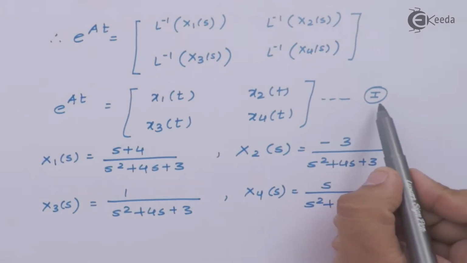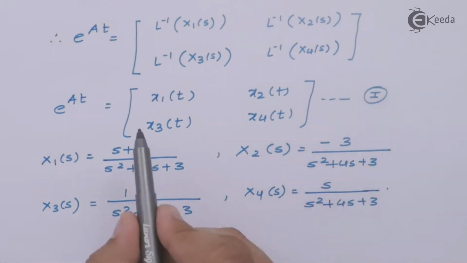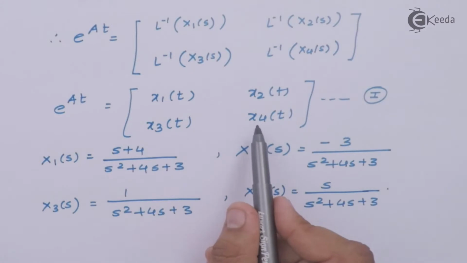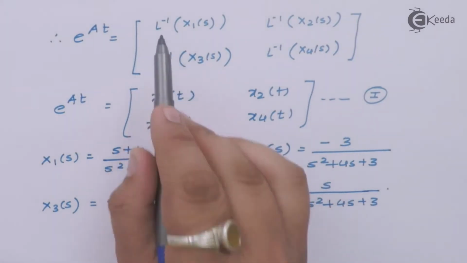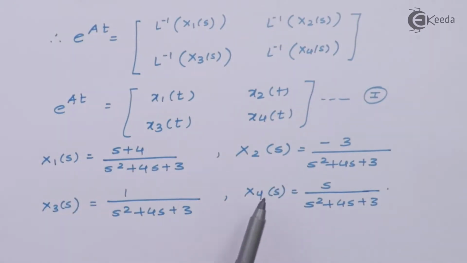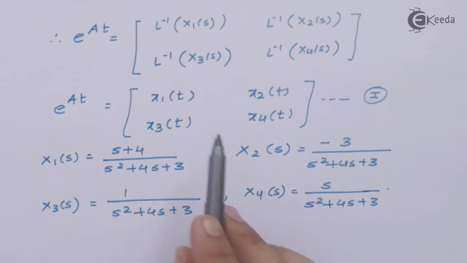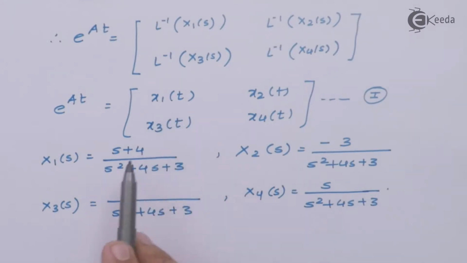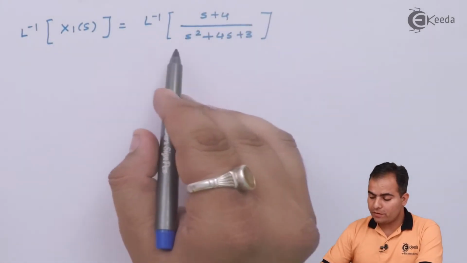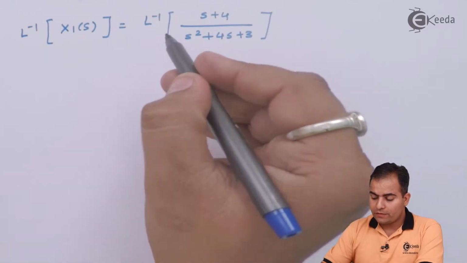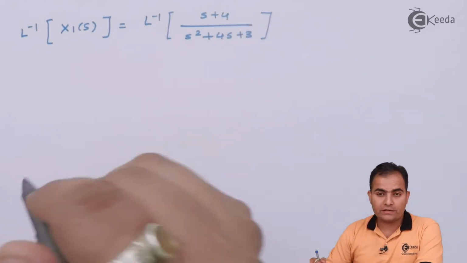Now according to equation number 1, what are we going to find out? x1 of t, x2 of t, x3 of t and x4 of t. And how to achieve this equation in terms of t? By just applying Laplace inverse on all these elements. So first of all, we will apply Laplace inverse on x1, x2, x3 and x4, and then whatever outcome you get in the time domain, that value I am going to substitute in equation number 1. So first of all, we will apply Laplace inverse on all these 4 elements. First, on x1 of s, whose value is (s plus 4) upon (s square plus 4s plus 3). We will solve this using the partial fraction method.